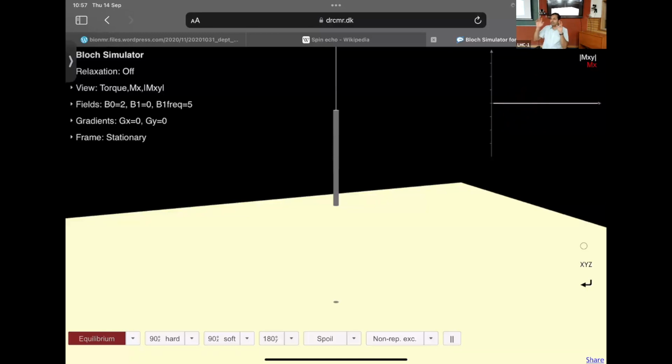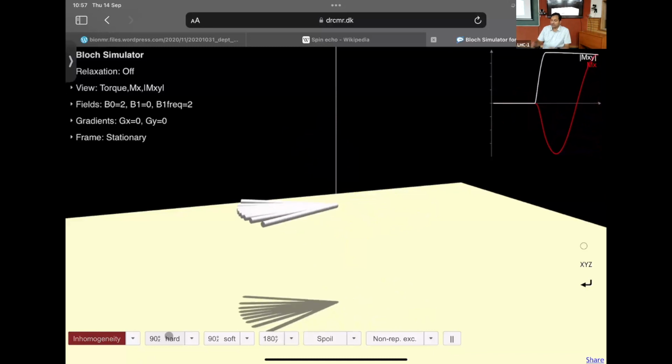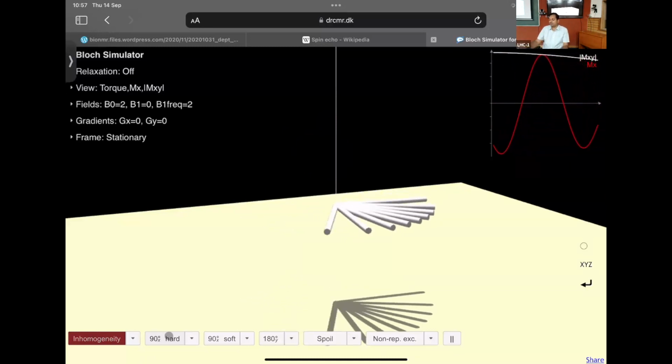You have a B naught. We said the B naught is constant. The B naught is variable. You realize the Larmor precession frequency of each of the spins is going to be different. Therefore, the dephasing will happen. So what they suggest is that you go to an inhomogeneity based simulation. You apply a 90-degree hard pulse. So slowly, as a function of time, there's going to be a fanning out of these vectors.